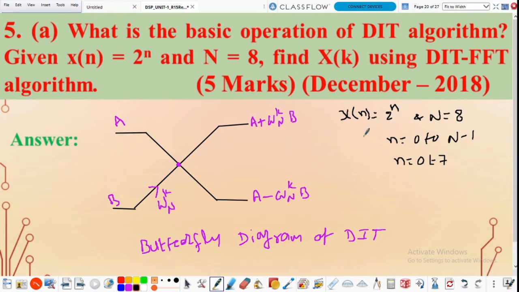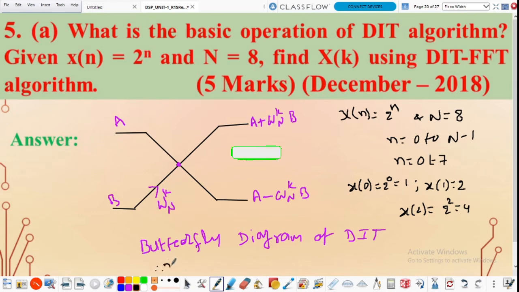Calculate x of n values. Substitute n is equal to 0: x of 0 is equal to 2 to the power of 0, which is 1. Next, substitute n is equal to 1 into the given sequence: x of 1 is equal to 2 power 1, which is 2. Next, substitute n is equal to 2: x of 2 is equal to 2 square, which is 4. Similarly substitute the remaining values of n, that are n is equal to 3, 4, 5, 6, 7. So we get the x of n values.